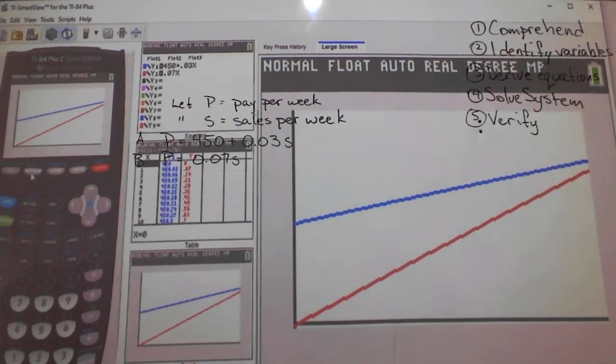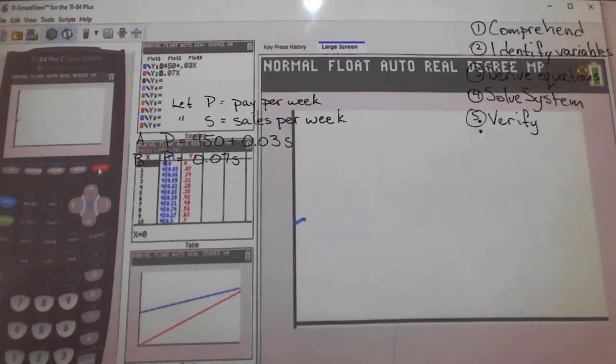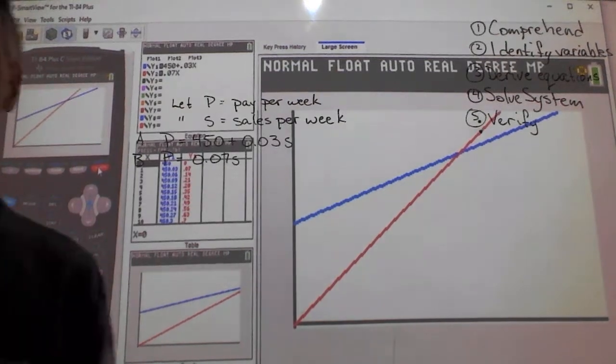So go back to your window, go back to your X max, and make it 20,000. And see if that's big enough. Press graph. There's our one line for plan B, and the other line for plan A, and we're good.